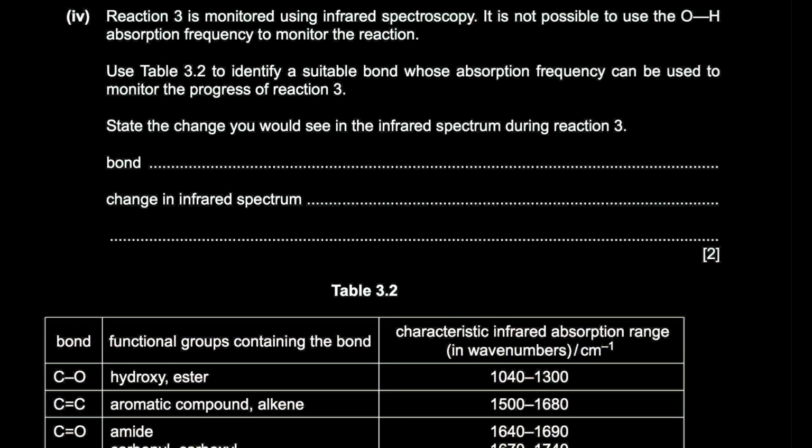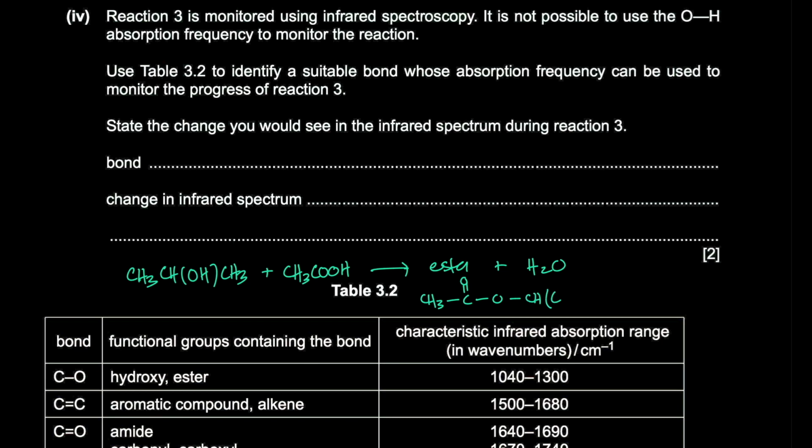I'm going to write down the reaction. So what we have is CH3CHOHCH3, that's propan-2-ol, reacting with ethanoic acid to give you an ester and H2O. The ester over here is CH3C=O, and then you have O, and then CH(CH3)2.